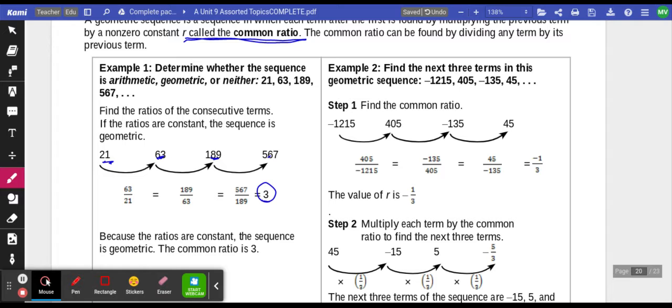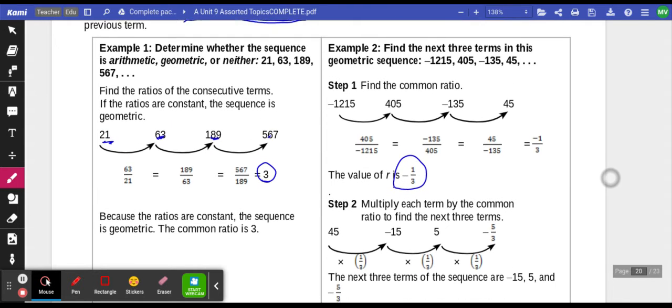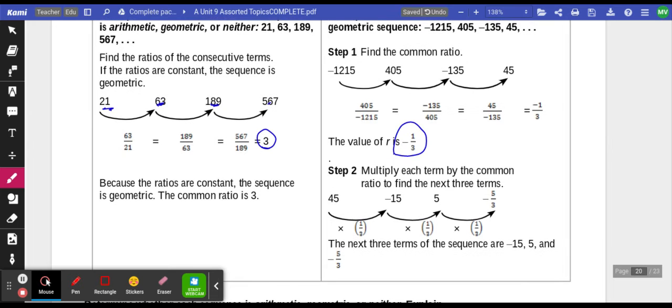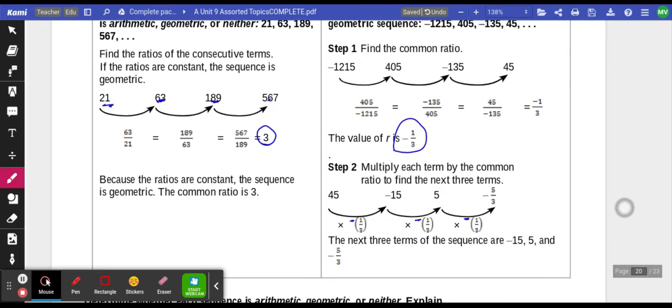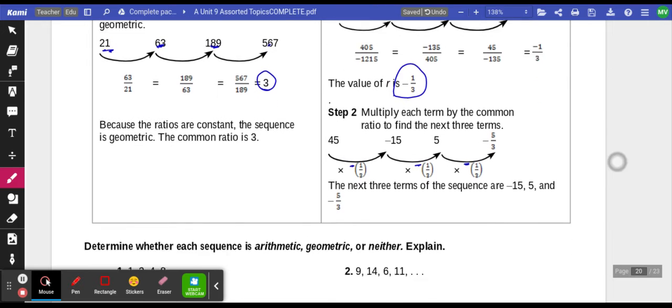So for example 2, when I'm finding the next 3 items in the geometric sequence, I need to first find my common ratio. So I divide 45 by negative 135. And I do that the same for all, and all of those equal negative 1/3. Therefore, my common ratio is negative 1/3. So to find the next 3, I multiply 45 by negative 1/3, negative 15 by negative 1/3. You should all have a negative sign in them. And 5 times negative 1/3. So the next 3 terms are negative 15, 5, and negative 5/3.